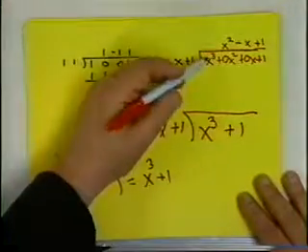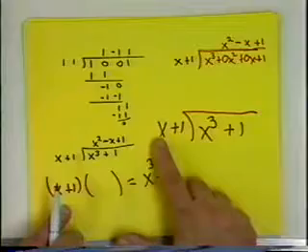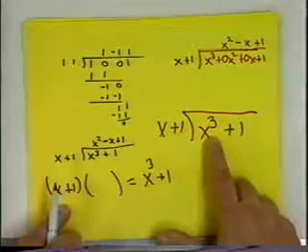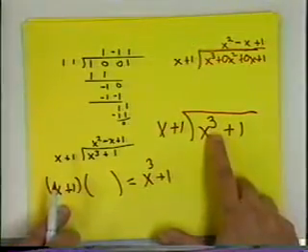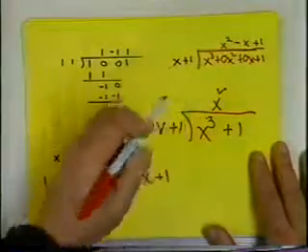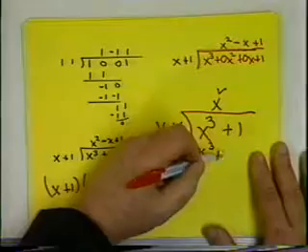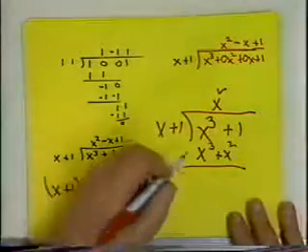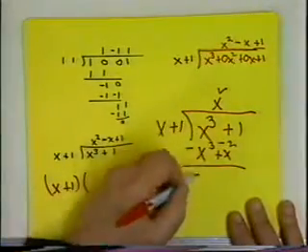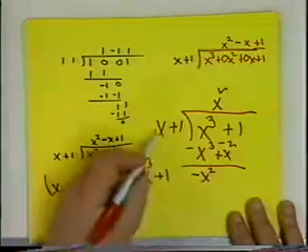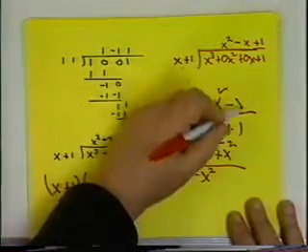See, if I do it this way, I have to be careful. I still say x goes into x to the third, x squared times. So I'd have to put an x squared up here. Then I'd say x times x squared is x to the third. 1 times x squared is x squared. Now to subtract, I add the opposite. That gives me negative x squared. x goes into negative x squared, negative x times.